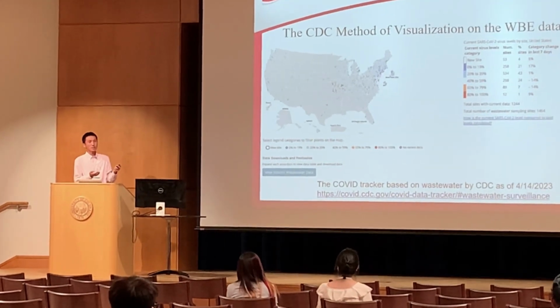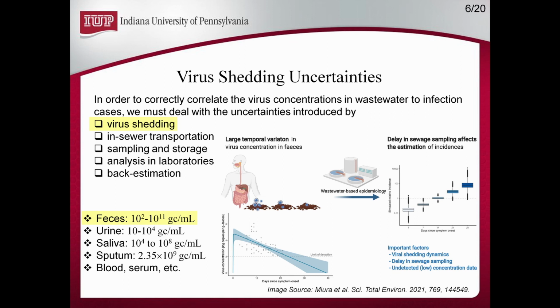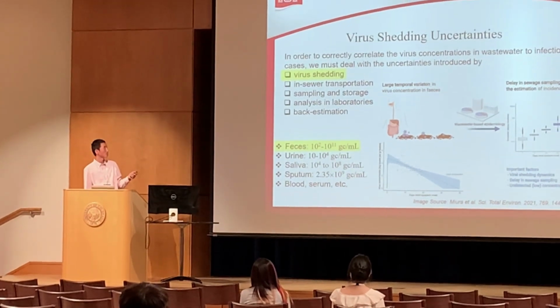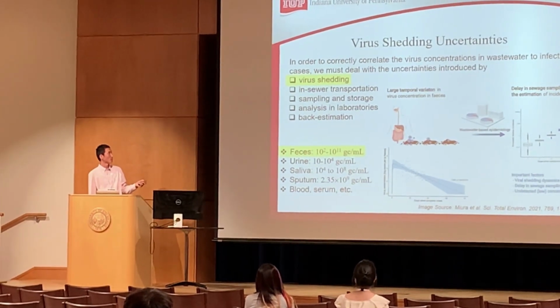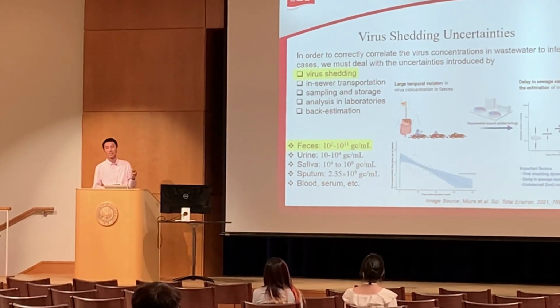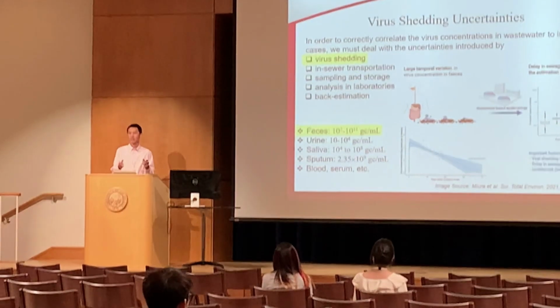And in order to translate SARS-CoV-2 concentrations into COVID-19 infections, we need to deal with uncertainties. And uncertainties come from a lot of sources. And most importantly is the virus shedding uncertainty. The virus shedding uncertainty, we can see in feces alone, ranges from 10 to the 2 to 10 to the 11 genome copies per milliliter. That's 9 orders of magnitude. So we need to deal with the uncertainties.